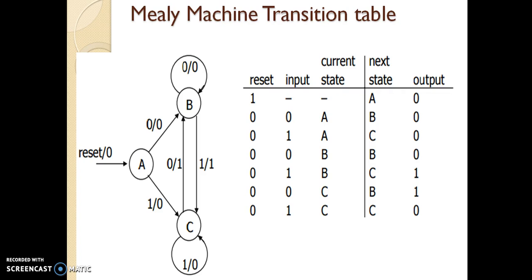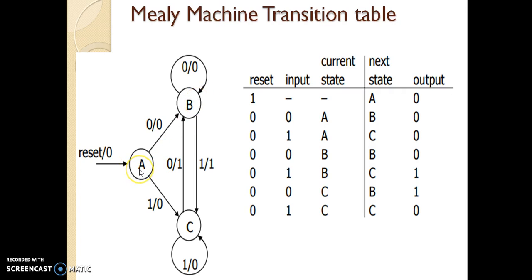This is an example for Mealy machine with transition graph and transition table. This is the state diagram for Mealy machine and this is the transition table for the same. Reset with output 0 is the initial state. So reset with input 1 and output or next state is A with output 0. Now in Mealy machine, each input has an output associated with it, which moves from one state to another state.